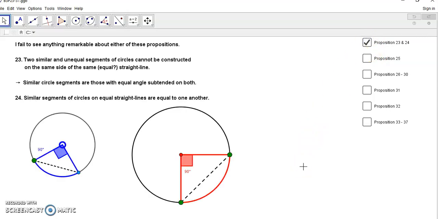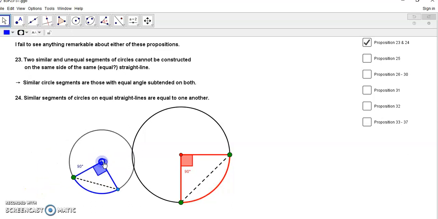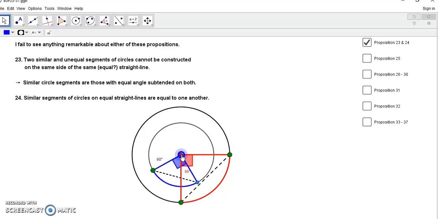Now, there's nothing really remarkable about propositions 23 and 24, because what these say is that similar segments... So first of all, what are similar segments? Similar segments are those segments with an equal angle that is subtended on both, right? So we would say that this red segment is similar to the blue one if, when we move the blue circle center over there and rotate that, then it turns out that this segment is similar to this one. But what does it mean here when it says they cannot be constructed on the same side? Well, they can be constructed on the same side, but I think maybe what was meant there is that they can't be constructed on the same equal straight line, okay?